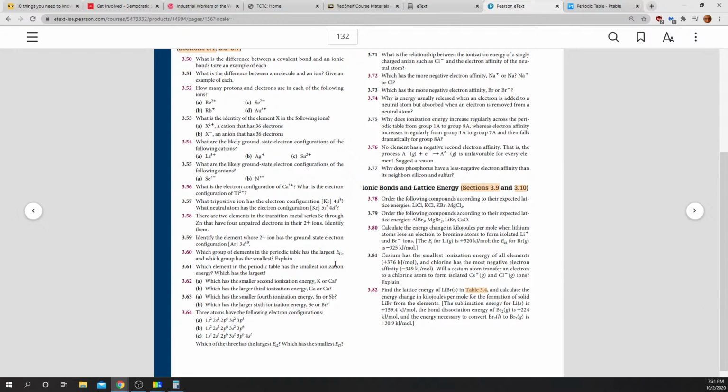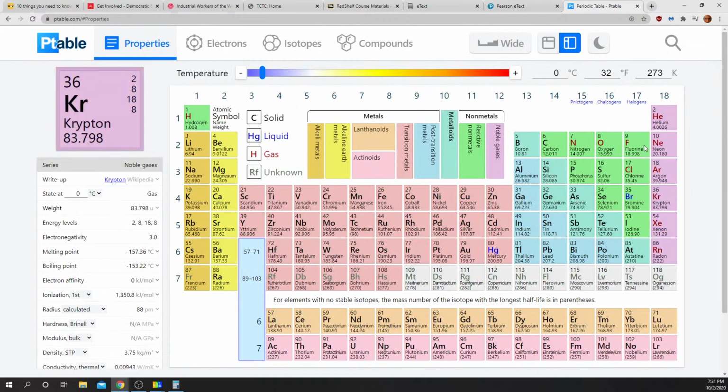So that's pretty straightforward. The largest first ionization energy is going to be the halogens. Which group has the smallest? That's going to be the alkali metals. We're just looking at either end of the periodic table. They might be counting the noble gases, in which case the noble gases would have the highest, because that would be starting with core electrons.